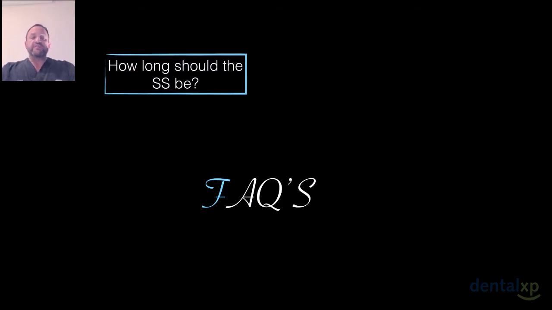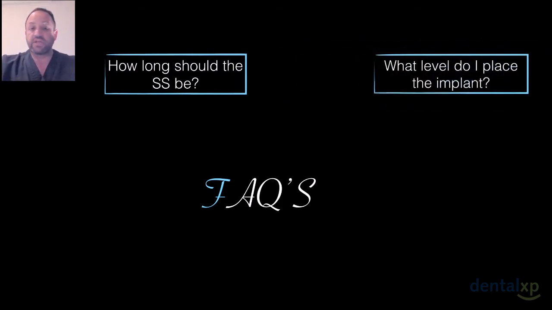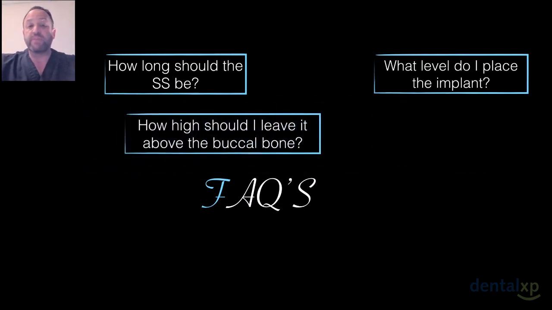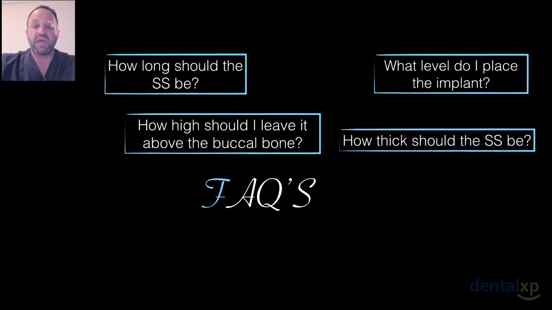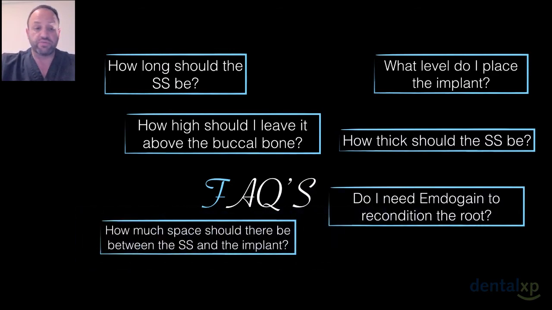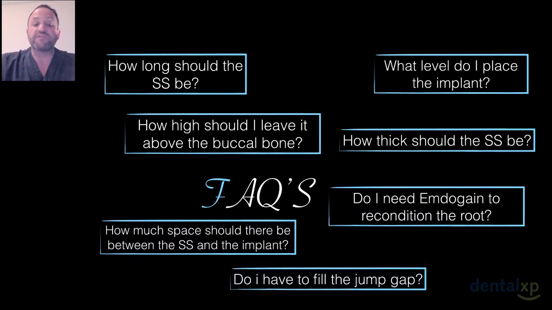So the first question we have is, how long should the socket shield be? Second question, what level do I place the implant? Do I place it at bone level, at socket shield level, etc.? How high should I leave it above the buccal bone? In other words, how high should I leave the socket shield above the buccal bone? How thick should the socket shield be? Do I need Emdogain to recondition the root? How much space should there be between the socket shield and the implant? And do I fill the jump gap? Okay, so a lot of very, very important questions, and I'm going to go through each one of these frequently asked questions and answer them in the best way that I can.